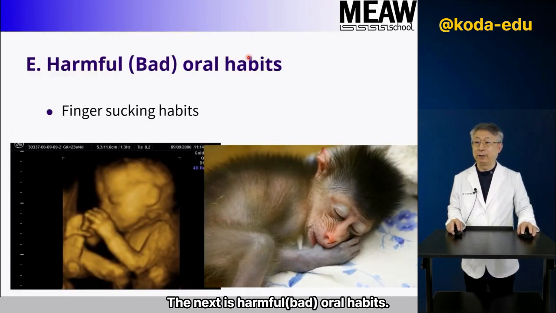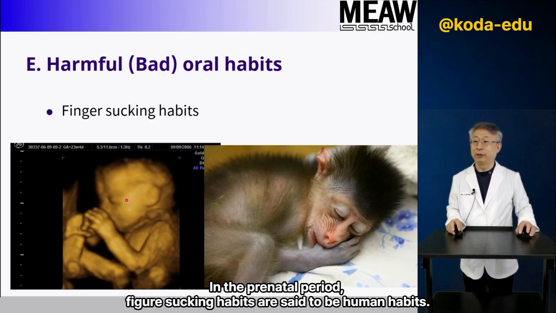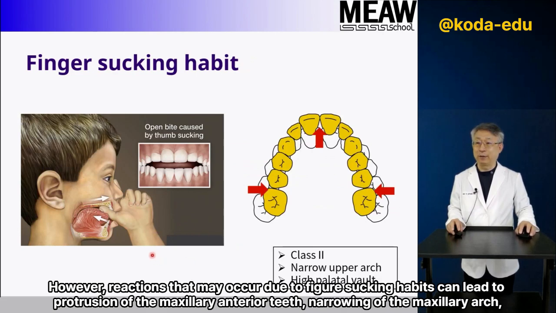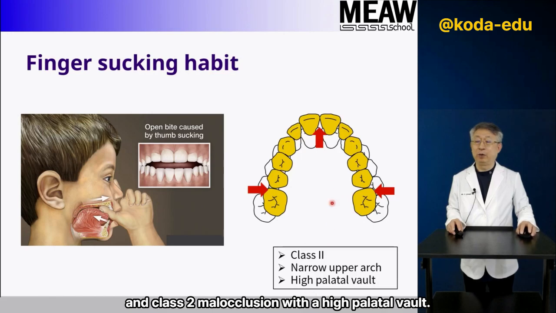The next is harmful bad oral habits. In the prenatal period, finger-sucking habits are said to be human habits. However, reactions that may occur due to finger-sucking habits can lead to protrusion of the maxillary anterior teeth, narrowing of the maxillary arch, and class 2 malocclusion with a high palatal vault.